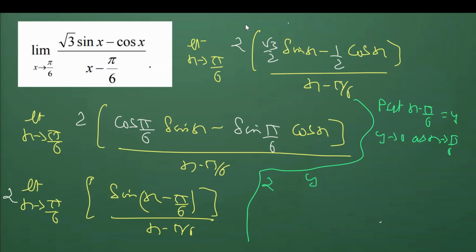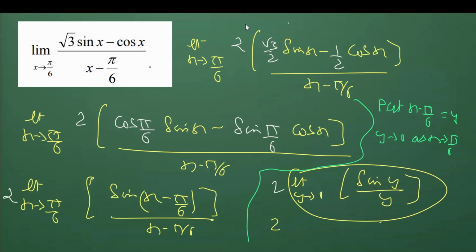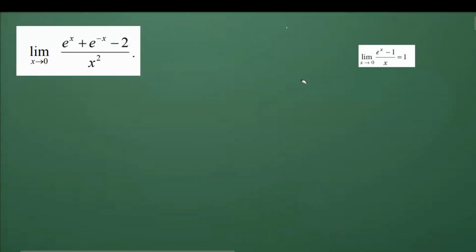That you have to keep in mind, right? Say we have 2 outside, and the limit over here, as I said, is going to change. This is limit y tending to 0, and this is sine, replacing this by y, so it's sine y over y. So you know that this is going to be 1. So finally it's 2 into 1, that is equal to 2. So this should be the answer for this question.